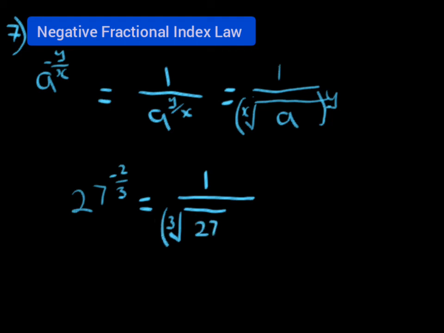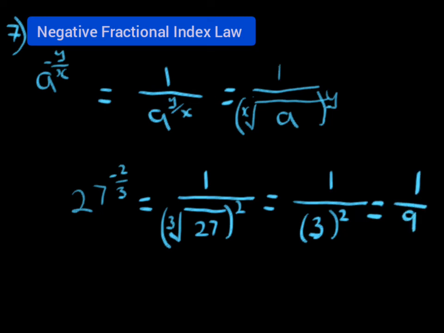raised to power 2. Now the third root of 27 at the denominator there gives us 3, because 3 times 3 times 3 gives us 27. So this gives us 3 square. Now 3 square gives us 9. So in the aftermath, we are left with 1 over 9. That is what we have in the aftermath.